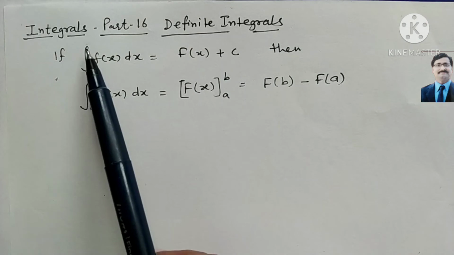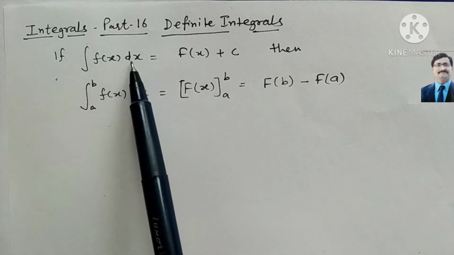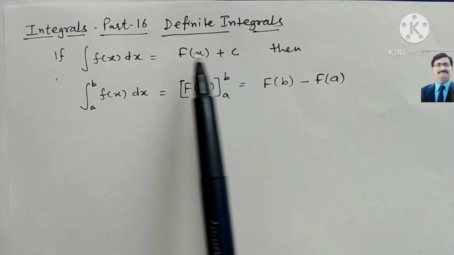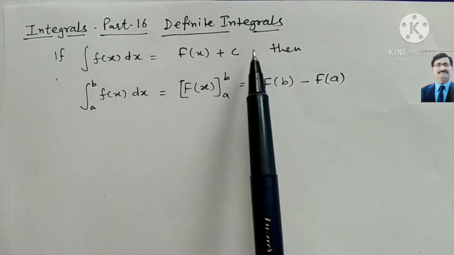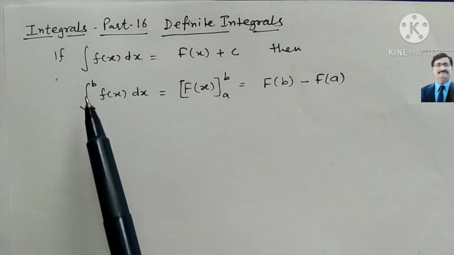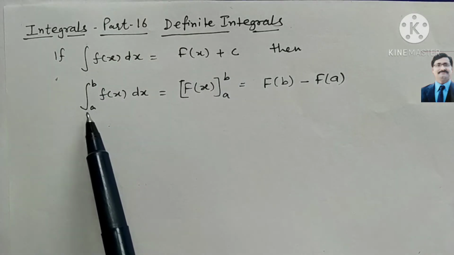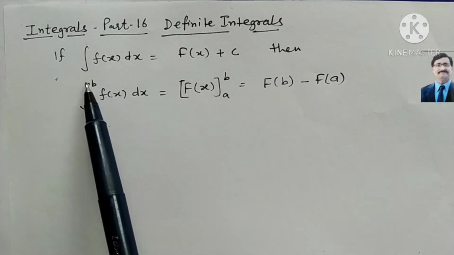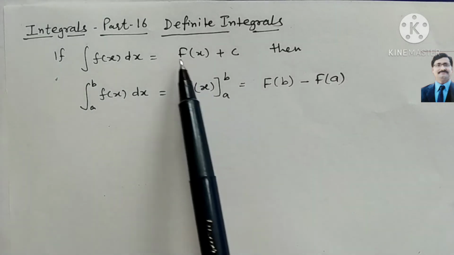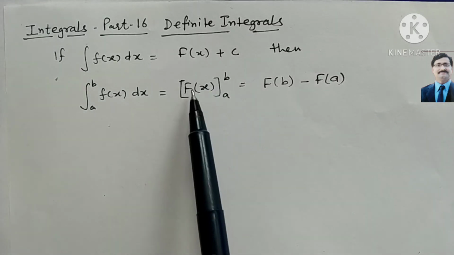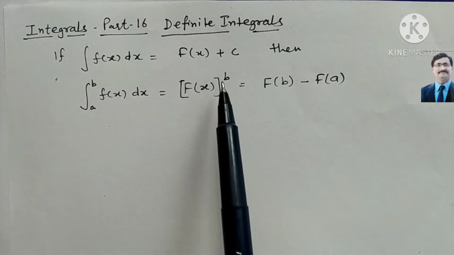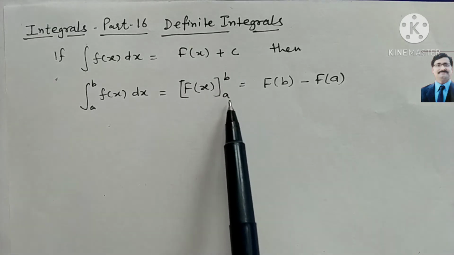So look here, if we have the integral of f(x) dx is capital F(x) plus c, this we already did in the indefinite form. Now the extra thing here is that a limit will be given to you. This limit is x equal to a to x equal to b. So the integral from a to b of f(x) dx will be equal to the same capital F(x), and here we will have a and b. So the upper limit is b and the lower limit is a.